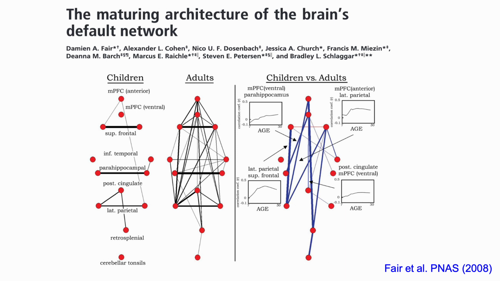In a famous study, Damien Fair used this resting state data to show the default mode structure, and to show how, between children and adults, there were differences in network properties which could be seen using the resting state signal.